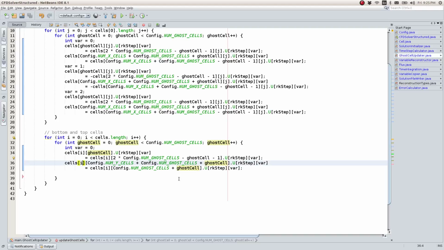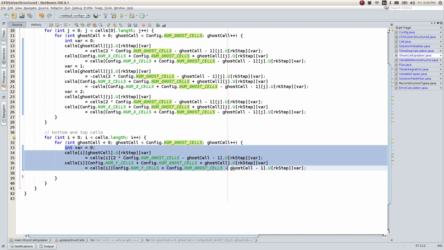This is for H, and also this is going to be equal to the number of X cells, number of Y cells plus the number of ghost cells, minus ghost cell, minus 1. That's going to be the J index of it. Okay, and that's it for variable 0.